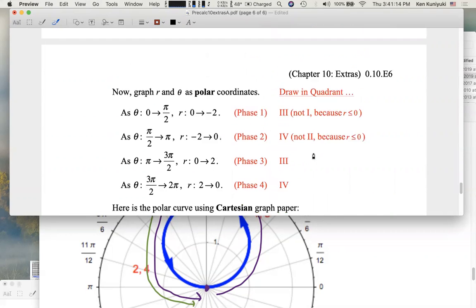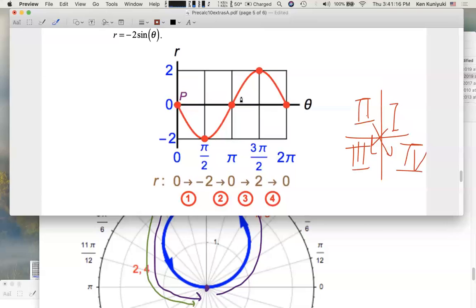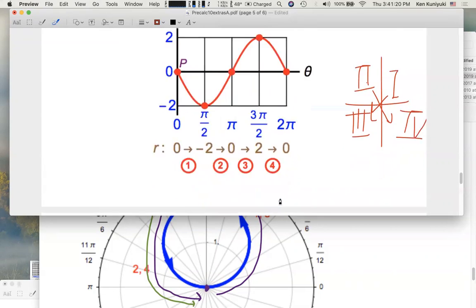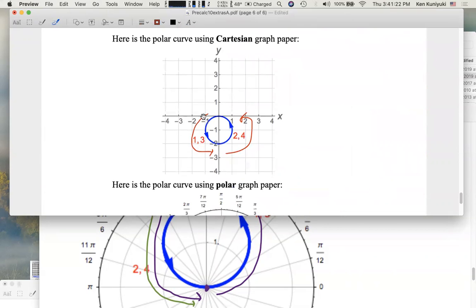And then in quadrants 3 and 4, r is positive here. We are graphing in quadrants 3 and 4. It turns out that we're just retracing our steps. Phase 3 retraces phase 1. Phase 4 retraces phase 2. Remember to put at least one orientation arrow.